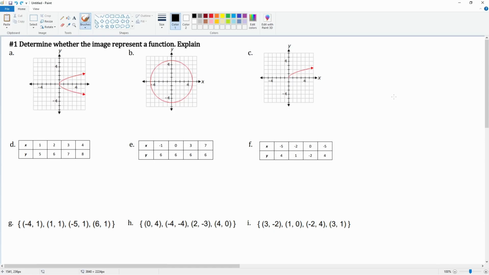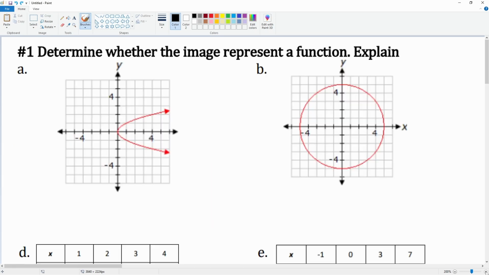Number one, you're going to determine whether the image here represents a function or not. Taking a look at the first one, this is on a graph. So what we can do is apply something called the vertical line test. The vertical line test is when we draw a line vertically, and if it passes through more than one point, it is not a function. So let's do the first one.